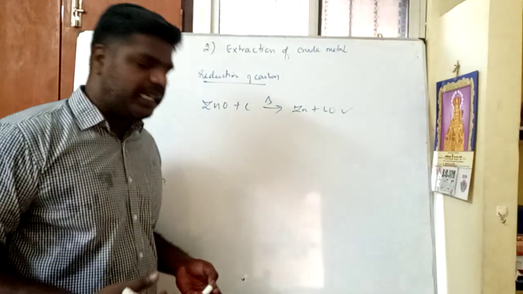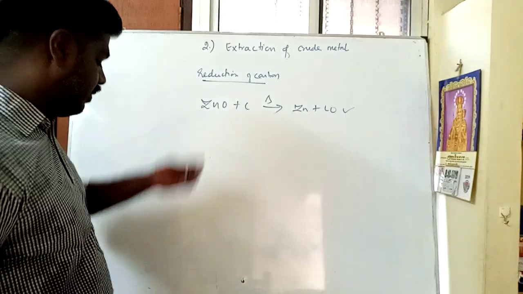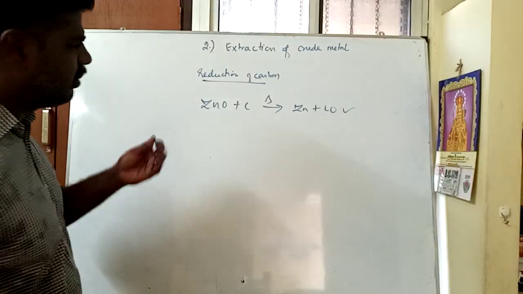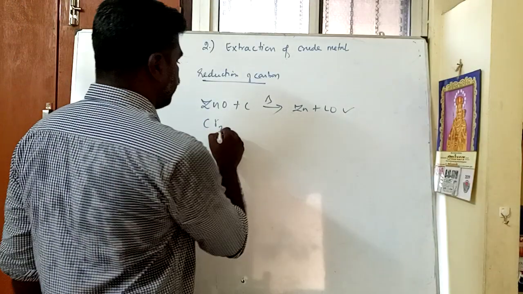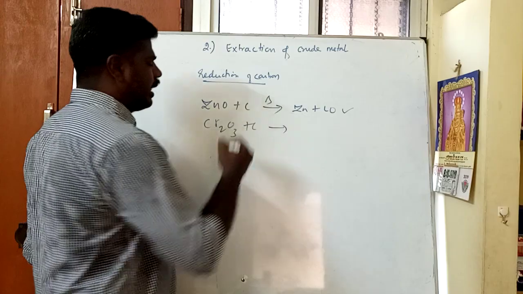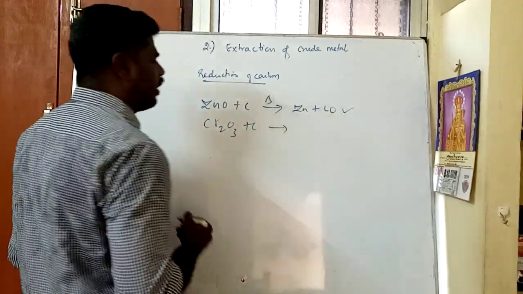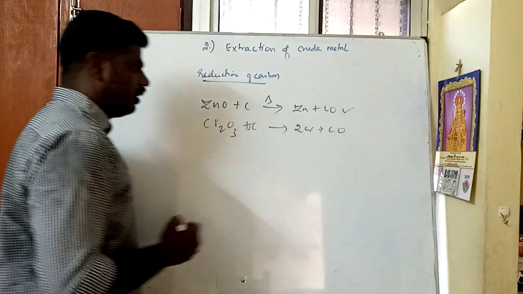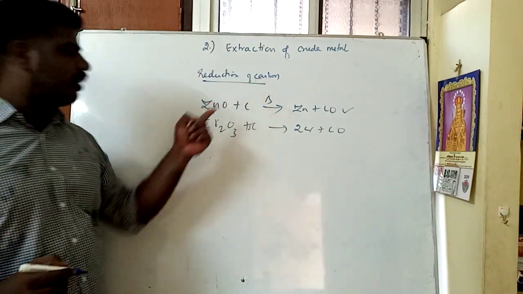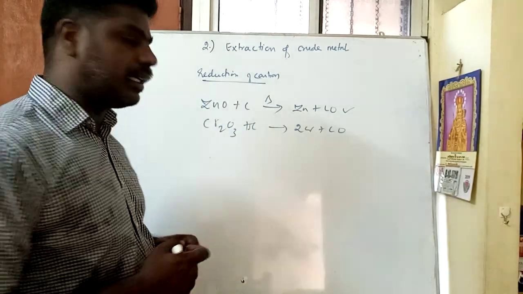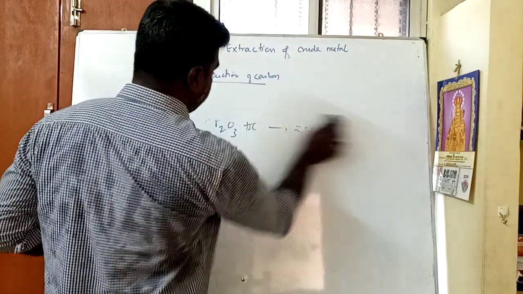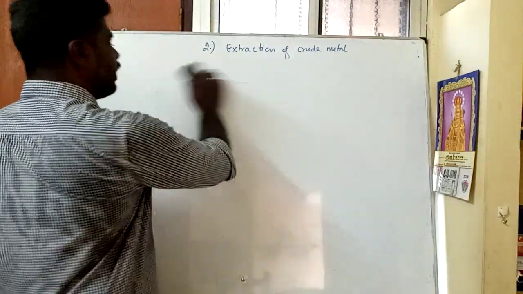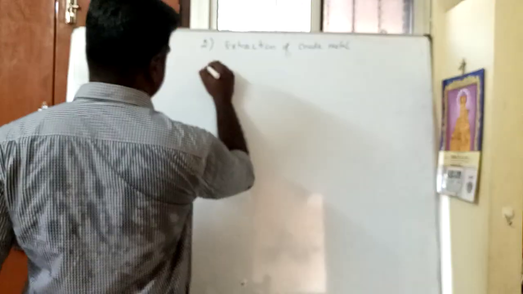We can give many examples, but I am giving these simple ones. For example, chromic oxide, when it is reacted with carbon, forms chromium plus carbon monoxide. So by using carbon, we can reduce metal oxide to metal. This is one of the methods. Next method: using hydrogen as a reduction process.